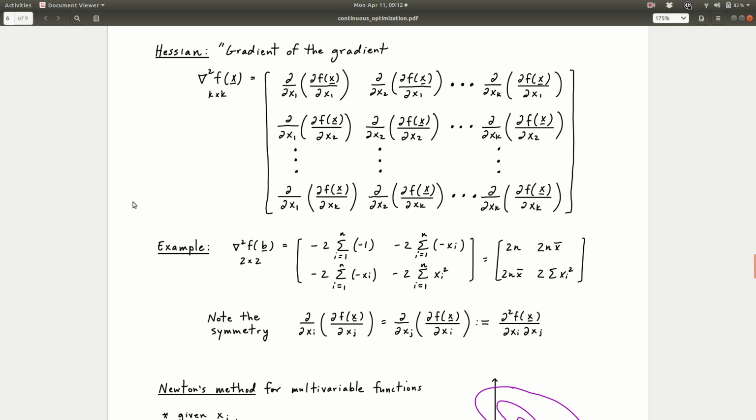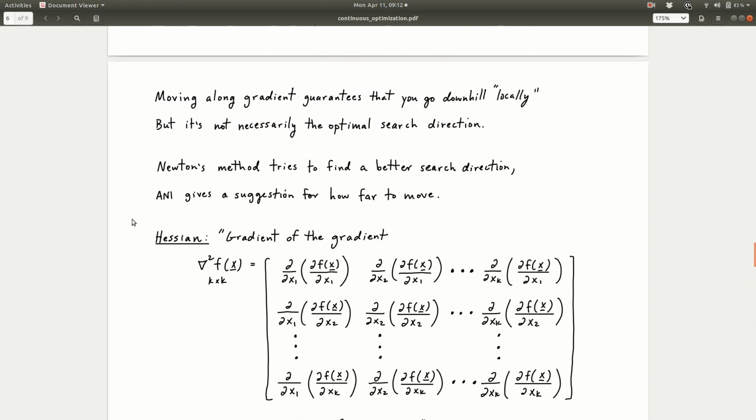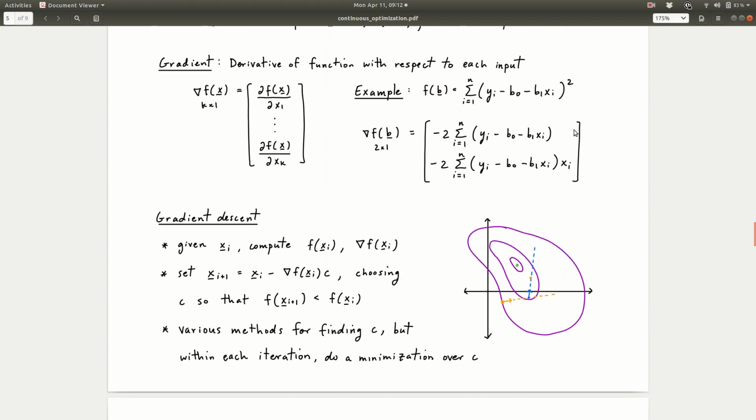If that's just too much notation, let's look at our example of least squares. Let's go back and remind ourselves. This is the gradient of least squares. To get the second derivative, what we're going to do is take the derivative of this with respect to b0. That's the 1, 1 entry. Then we're going to take the derivative of this again, but with respect to b1. That's going to be the 1, 2 entry. Then we'll take the derivative of this with respect to b0. That's the 2, 1 entry. And then we'll take the derivative of this with respect to b1. That's the 2, 2 entry.